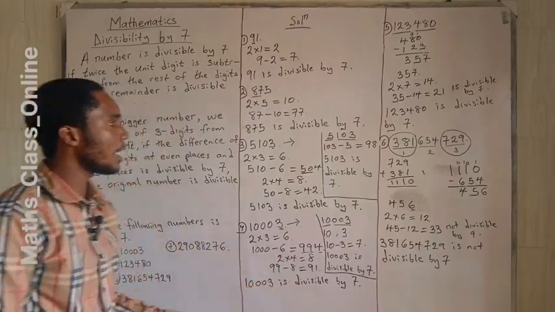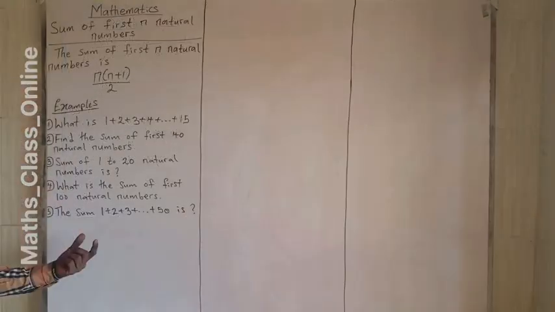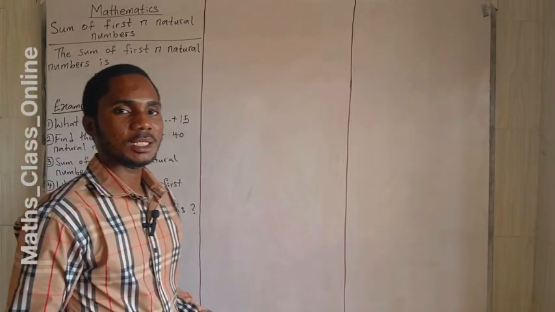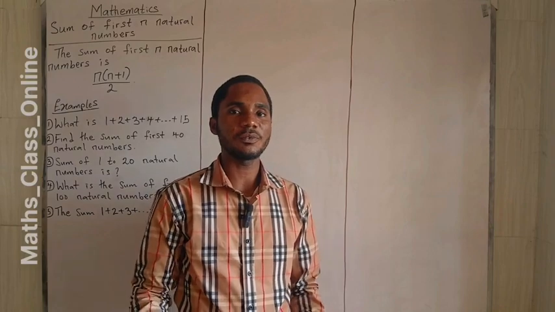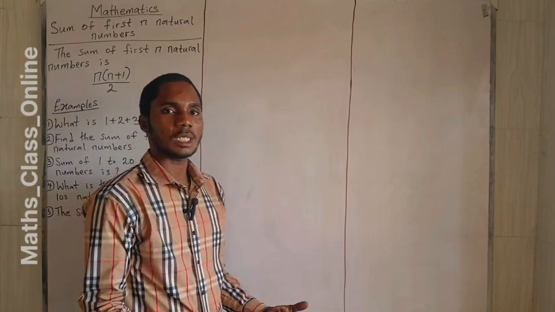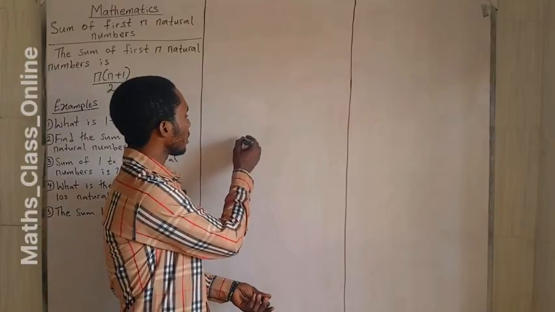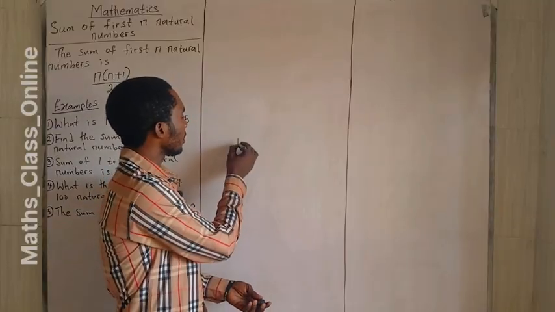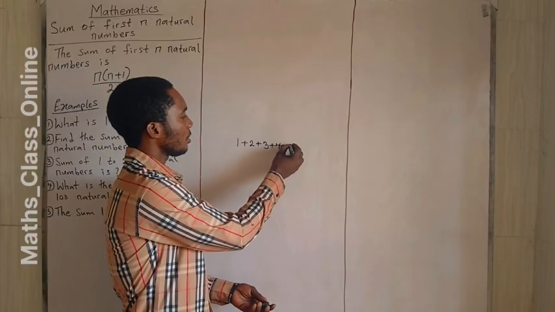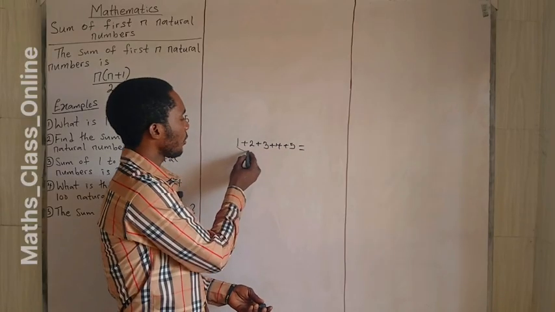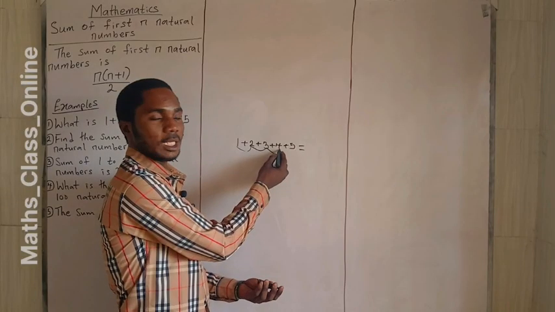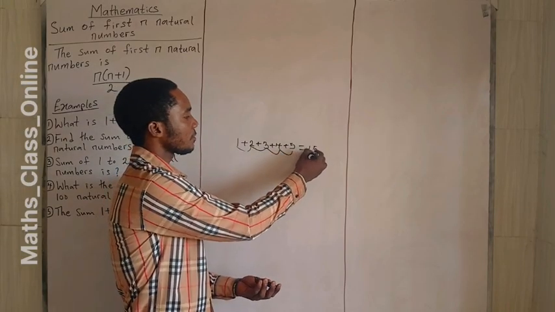The next topic for today's class is first n natural numbers. What is the meaning of this? We may be asked to find the sum of the first 5 natural numbers. We know that natural numbers start from what? Start from 1. That means the sum of the first 5 natural numbers is 1 plus 2 plus 3 plus 4 plus 5. 1 plus 2, 3 plus 3, 6 plus 4, 10 plus 5, 15.